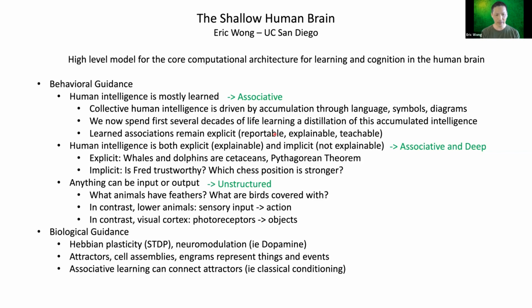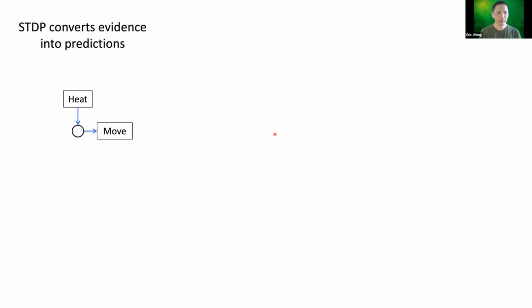We also note that empirically, there is an associative learning mechanism that can connect attractors. An example is classical conditioning, so we've shown empirically that just juxtaposing two things in time causes them to get glued together. Okay, and I'll go into this biological part in a little bit more detail.